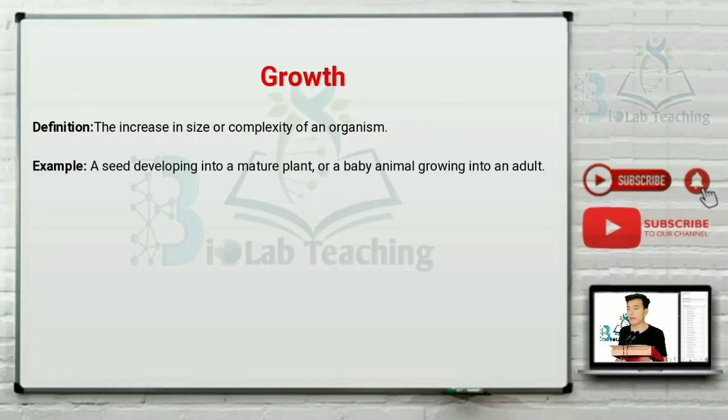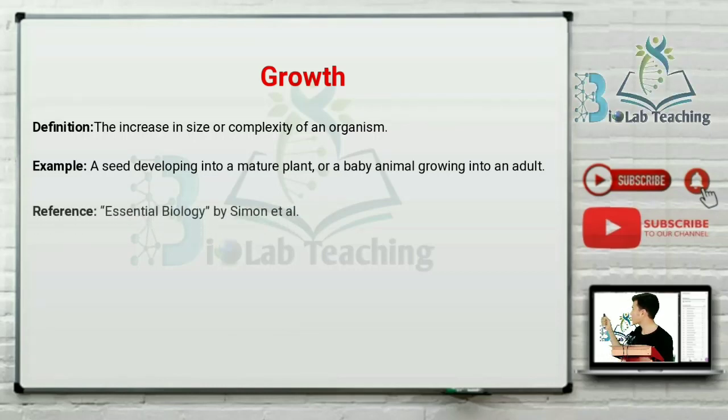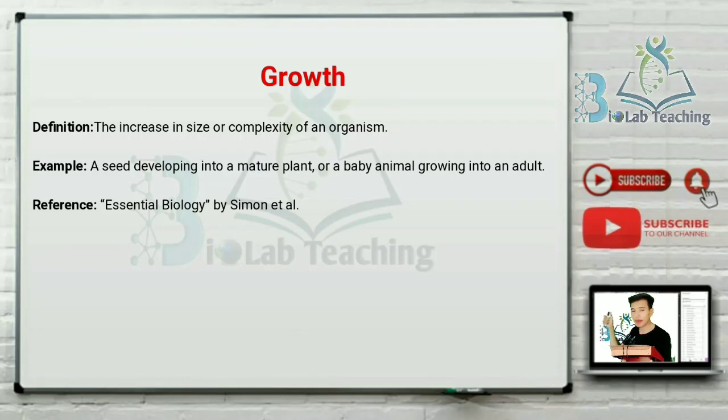So in humans, first we are babies, and then gradually we grow, and finally we become adults. This means that we are growing. Non-living things do not grow, but living things do. So that is a distinct property of living organisms. For references, if you want, Essential Biology by Simon et al. is a reference for growth.